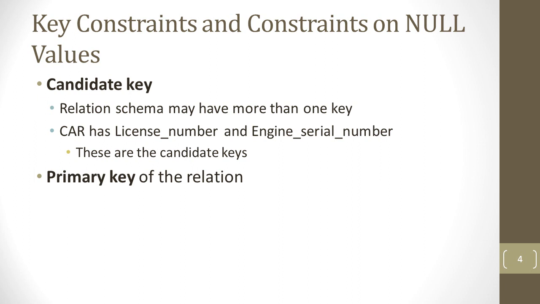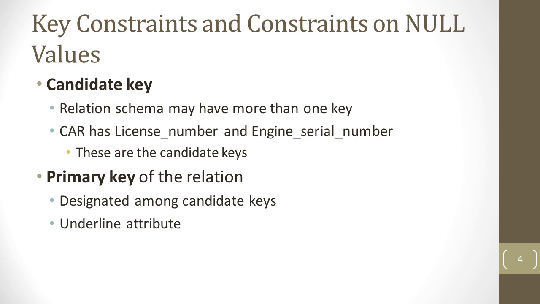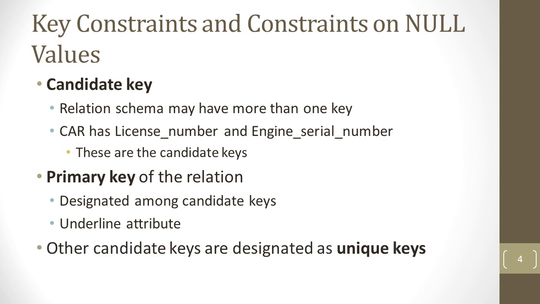So now we're going to talk about primary key. So if we have multiple keys that are candidate keys, one of the keys is going to be designated as the primary key of that relation. And when we make the schema for these, we're going to underline whatever that primary key is. So other candidate keys are just called unique keys. So they're other attributes in which the tuples have to have unique values, but we're not saying that it's the primary key that we're going to use.